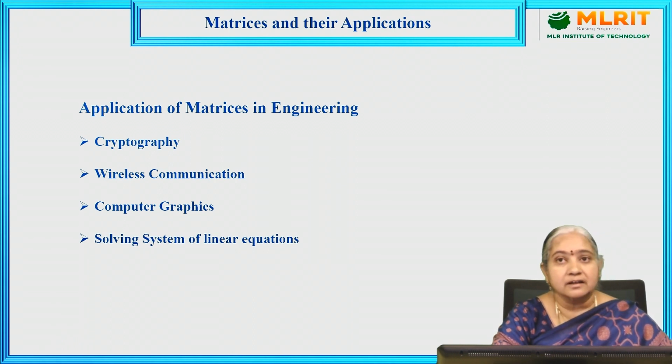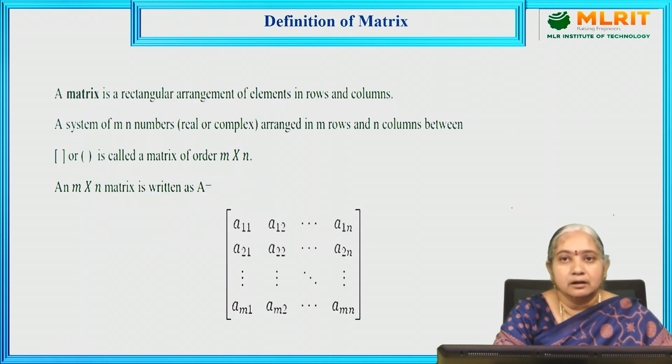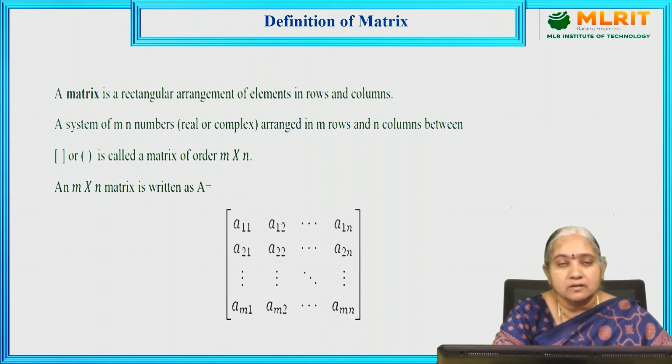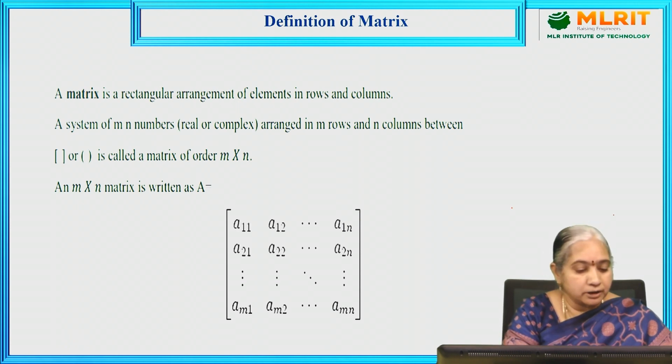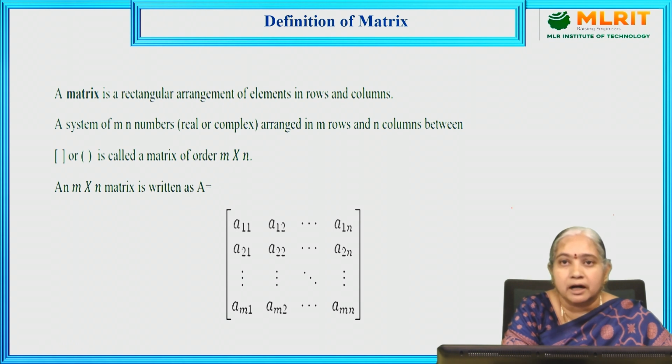Now, let us discuss the basic definitions of matrices and their properties. What is a matrix? A matrix is the representation of data in rows and columns. Generally, the data may be real numbers, complex numbers, or variables. So, we can take the data in numbers or variables. Generally, we denote the matrix by capital letters and the elements of the matrix by small letters.